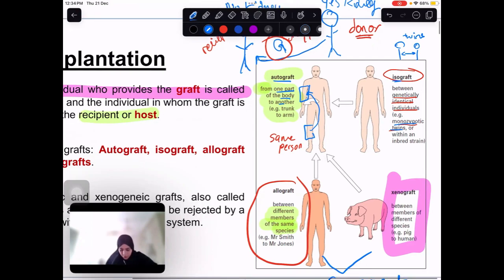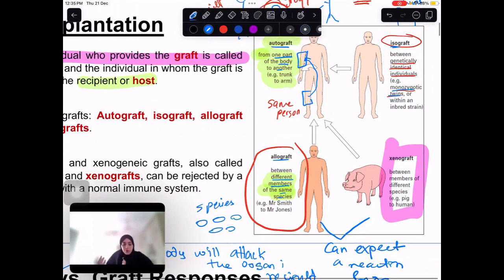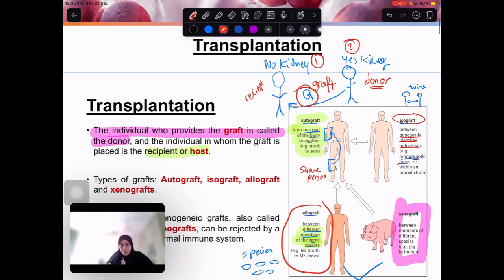Okay. Allograft. The allograft is between different members of the same species. I have a species. Within a species, I have many different members, right? An example is between two different people. Me and someone else, like in this case. These are two different people. This is person number one, this is person number two. But they are of the same species. Why? Because both of them are humans. Both of them are the human species. Do you understand? So this is allograft.